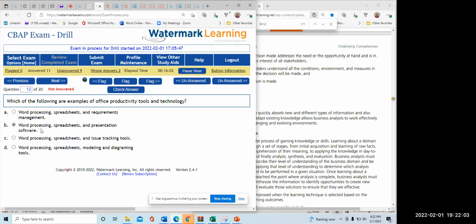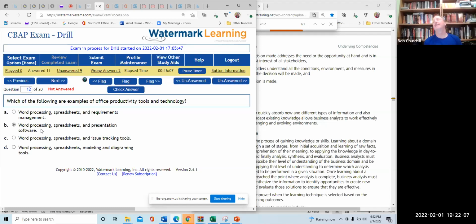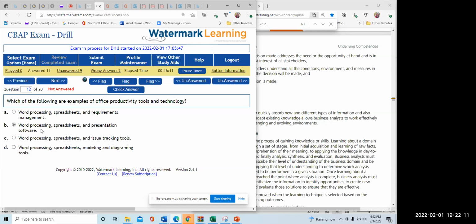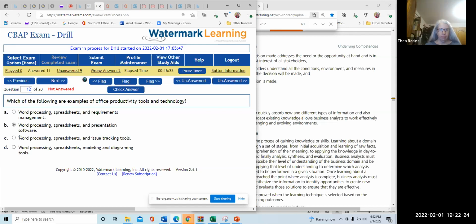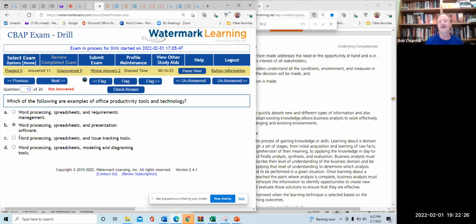Right. But how much productivity can issue tracking get? I mean, those are productivity, and modeling and diagramming are also a form of that. Requirements management is different, but I think the best answer, as Cliff pointed out, is B.